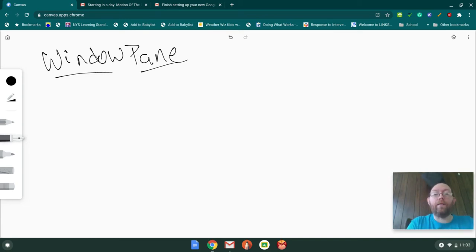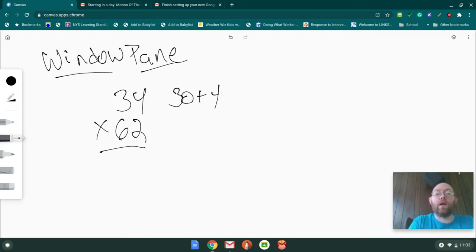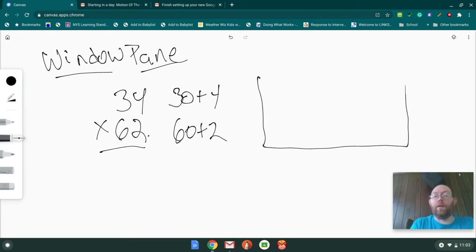So if I have the numbers 34 times 62, what I'm going to do is break them into a 30 and a 4 and a 60 and a 2. Right? So I have 3 groups of 10 and 6 groups of 10. I have 4 ones and 2 ones. So because I have 1, 2, 3, 4 place values, I'm going to make a box here.